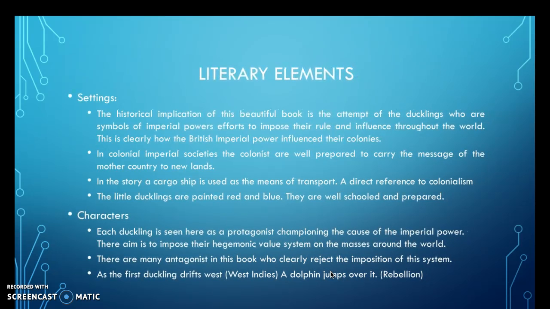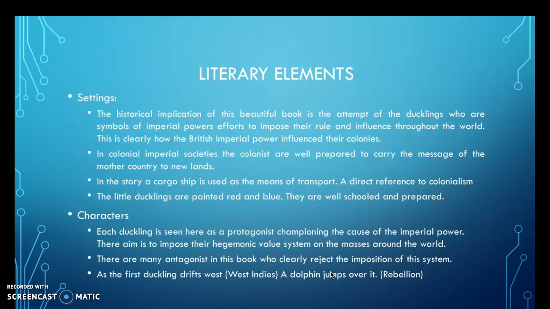The historical implication of this beautiful book is that the ducklings represent the masters or the colonial masters who have been sent by an imperial power in an effort to impose their rule and influence around the world. For example, this is clearly how the British imperial power influenced their colonies.